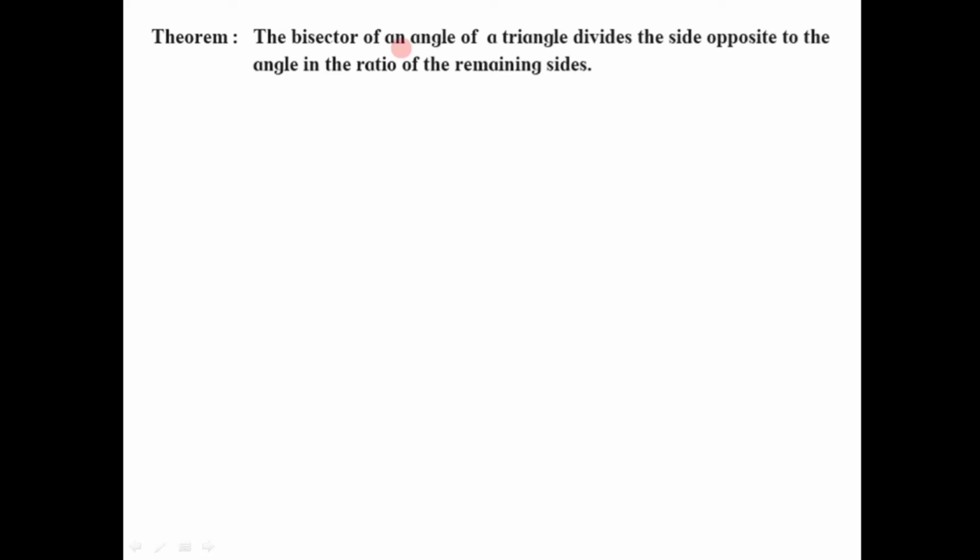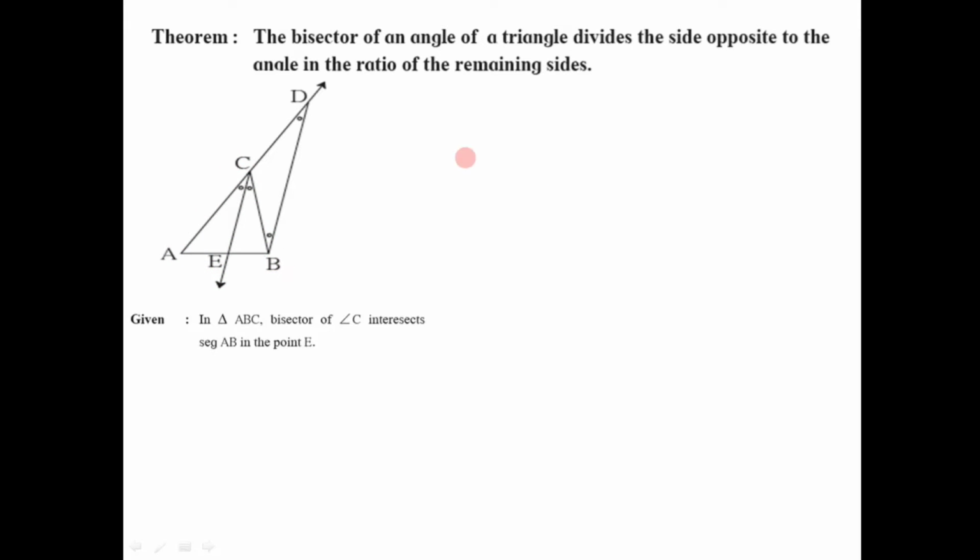The statement is: the bisector of an angle of a triangle divides the side opposite to the angle in the ratio of the remaining sides. To prove this, we need a diagram. So let us have a diagram here. In this diagram, let us consider triangle ACB, where, as we can see, ray CE is an angle bisector of angle ACB, which is given.